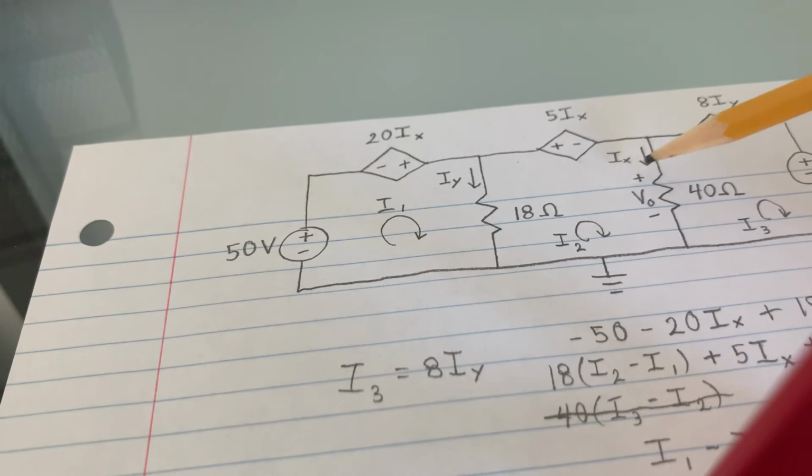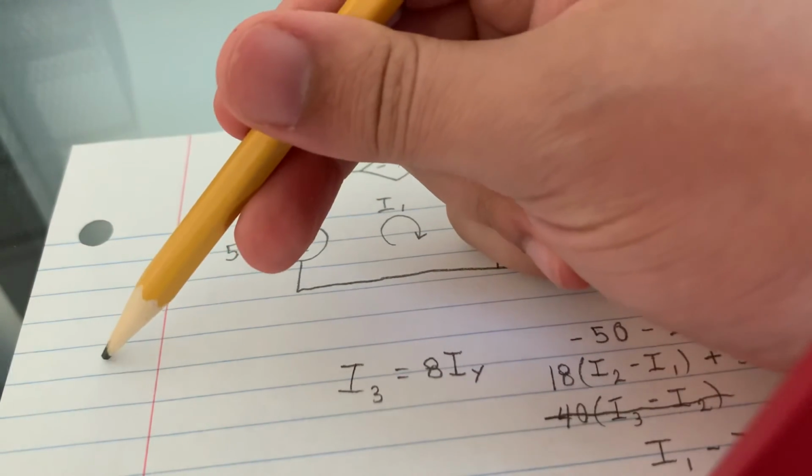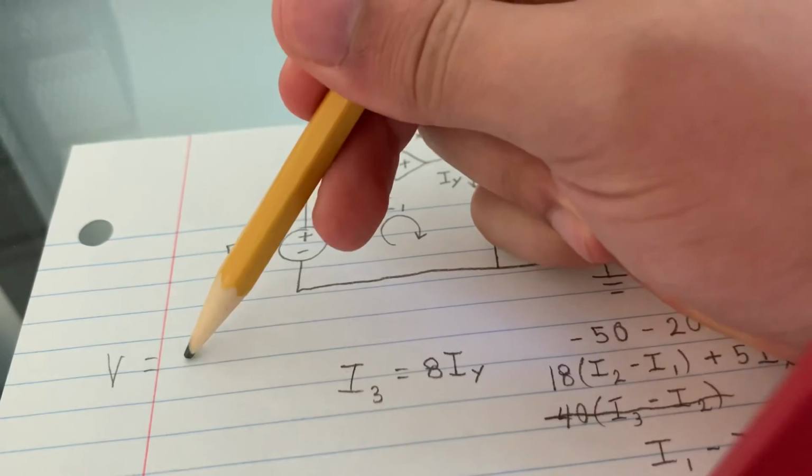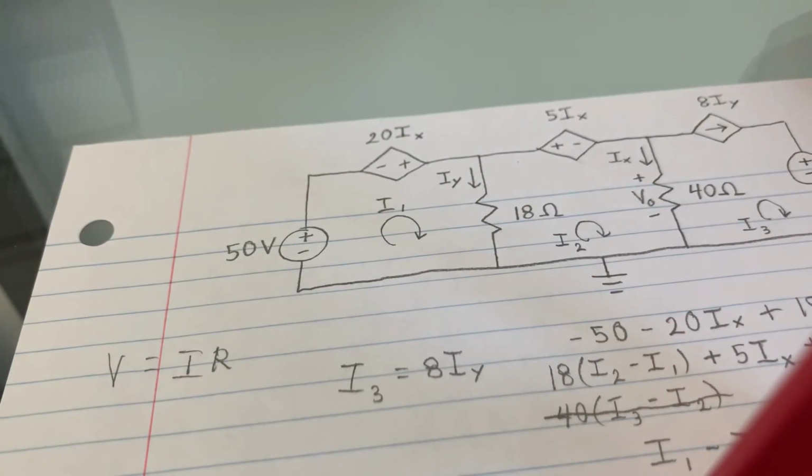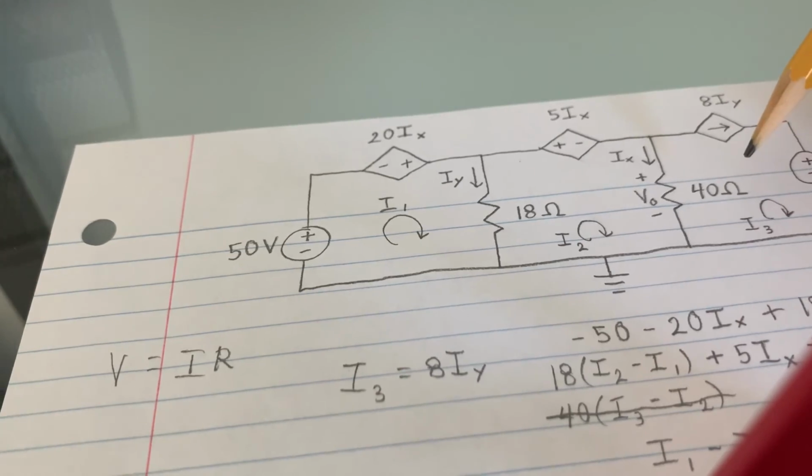We see V naught. We have a plus and minus, and then V naught in between. That means V naught is the voltage drop across this resistor. And we know, by Ohm's law, V equals IR. So, the voltage drop across this resistor is the current going through the resistor times the resistor's value, which will end up being V naught. So, our resistor value is 40.